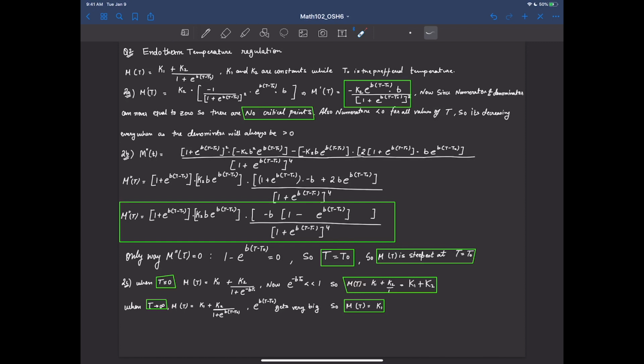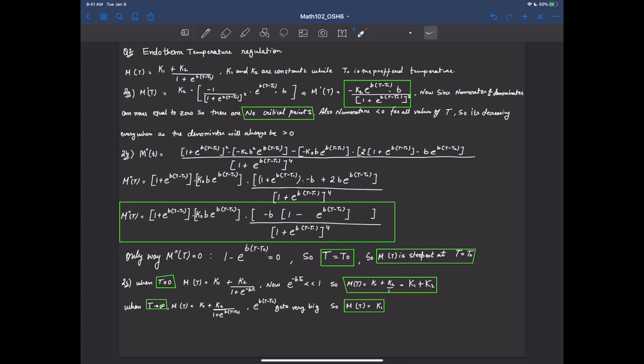Now, the first thing I want you to do is figure out M prime of T and find the critical points. When you take the derivative of this, and most of you already did it, you take it with respect to capital T. What you eventually get is this function out here. Once you match up with that, you see there are no critical points for this function because K2b cannot be equal to 0, and exponential functions cannot be equal to 0 either.